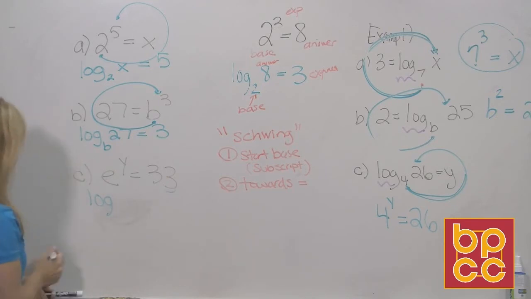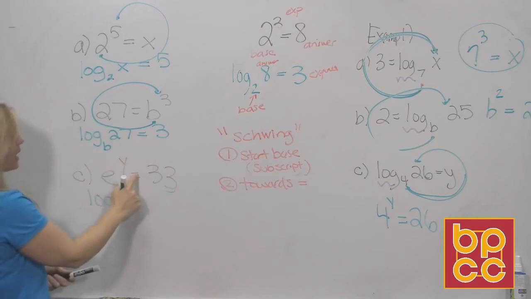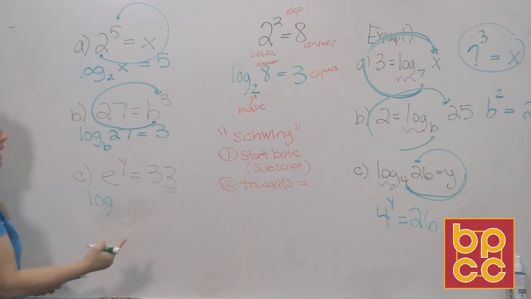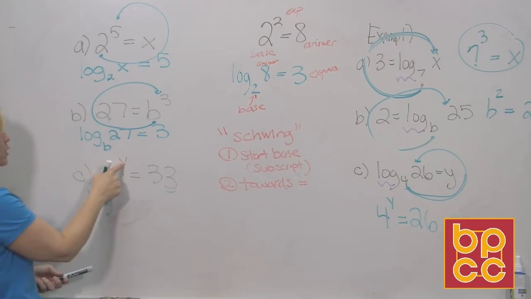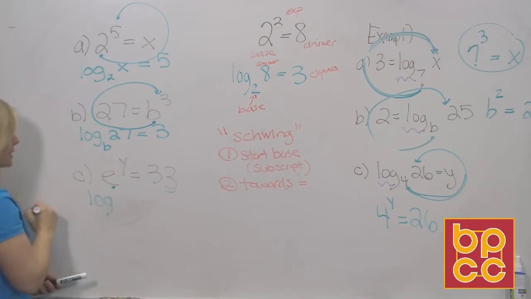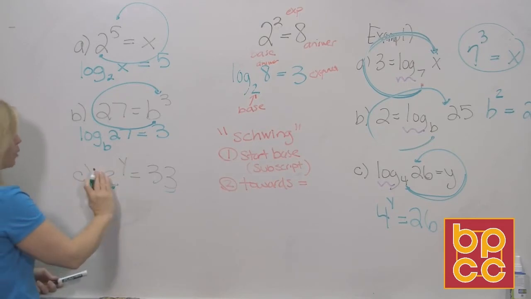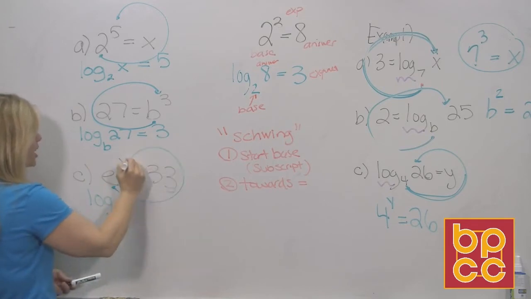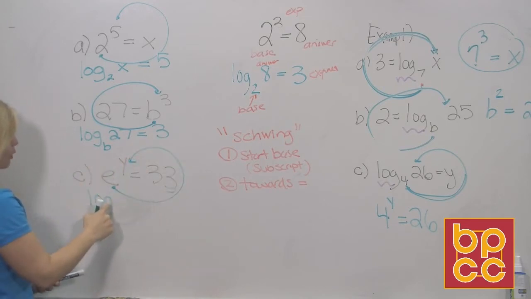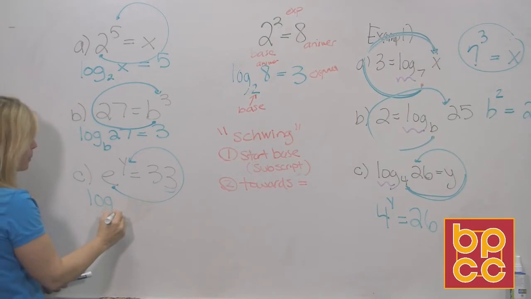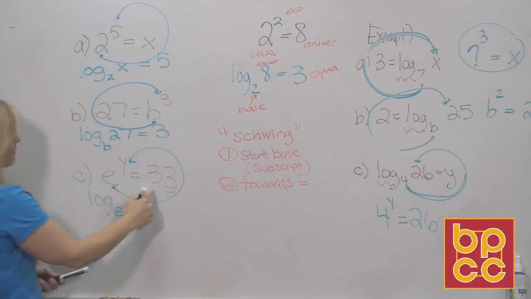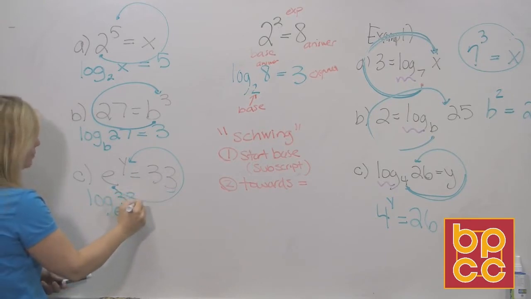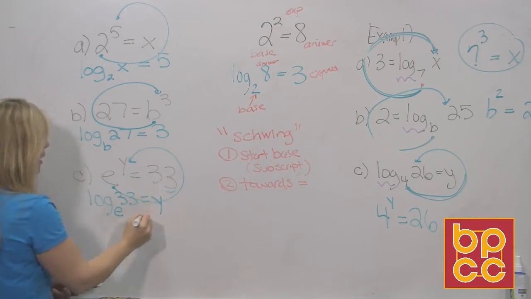Let's do the third one. What's the base in e to the y equals 33? The base has got to be connected to the exponent. The exponent's y, so this must be the base, e. If I move towards the equals, I'm going to go to the right. So there's my swing. So I'm going to write log, I'm going to put base e. What's going to follow is the 33, and it's going to equal y.